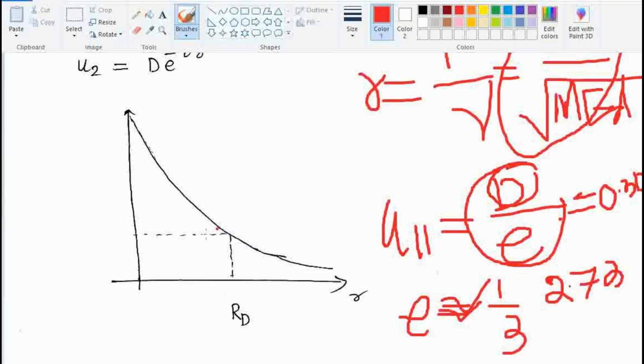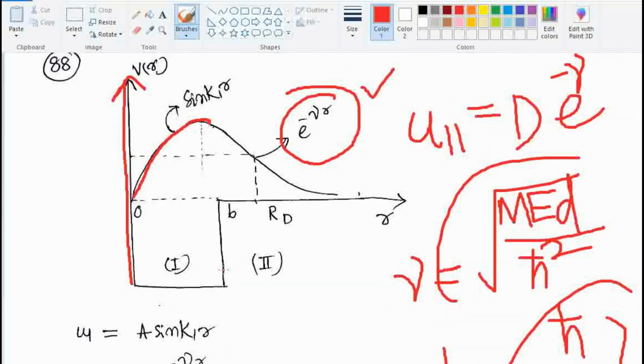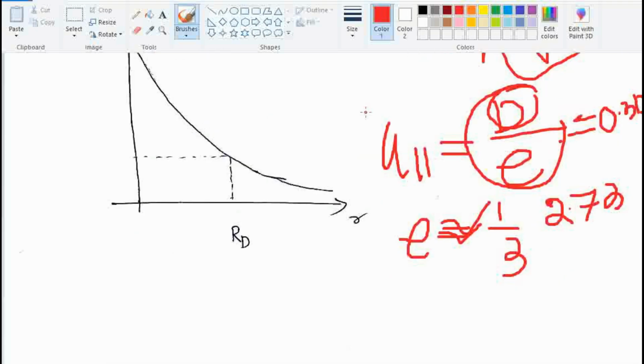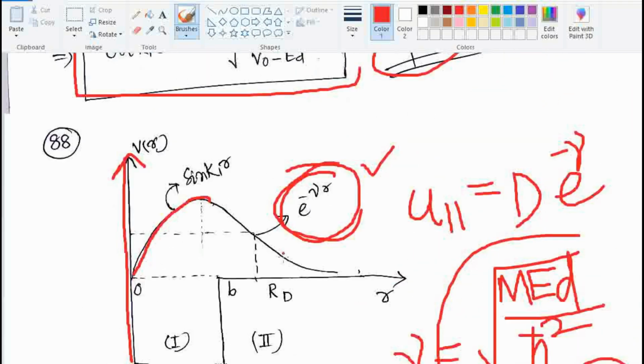So what we have to find is the 1 by third of this wave function, and this wave function, if we extend it, you see, in this region 1, the dominance of sin kr is present.